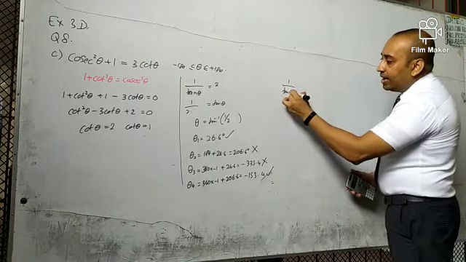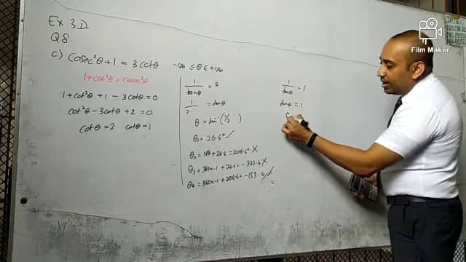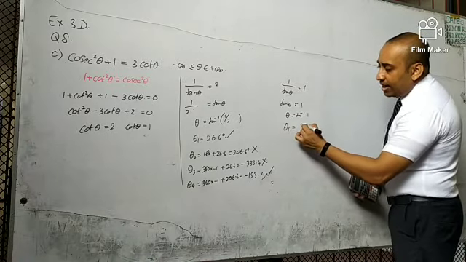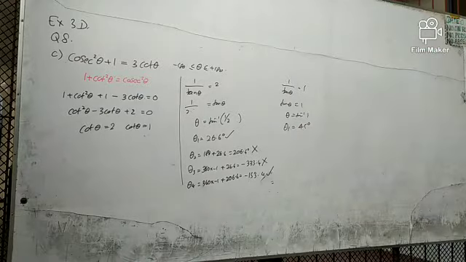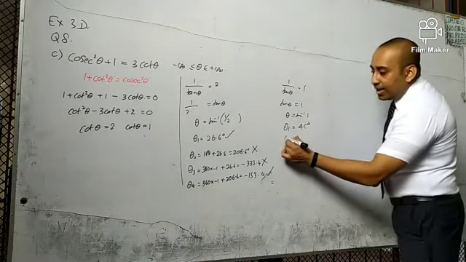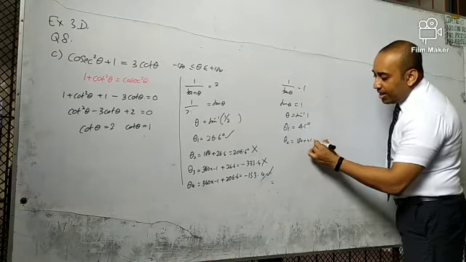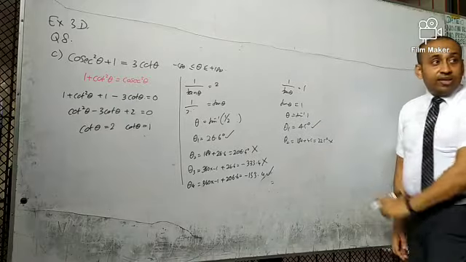1 over tan theta equals 1. Therefore tan theta equals 1, and theta equals tan inverse 1. The first angle is 45. Then how to get the second angle? The second angle is 180 plus 45, that is 225. So this is out of range. The first one is within the range.